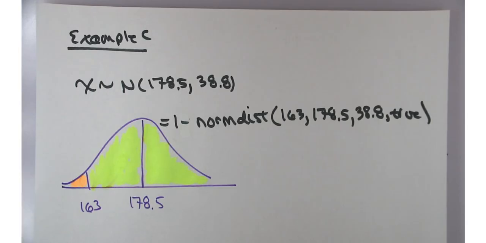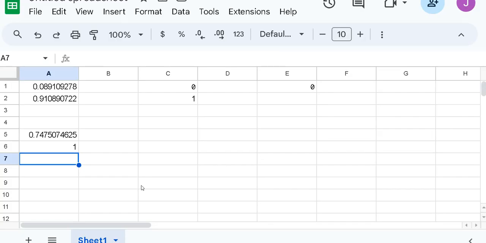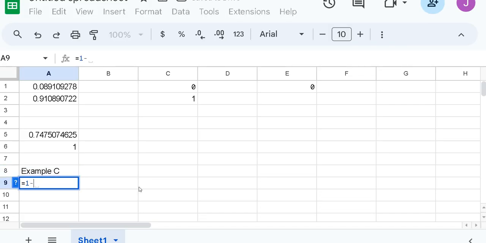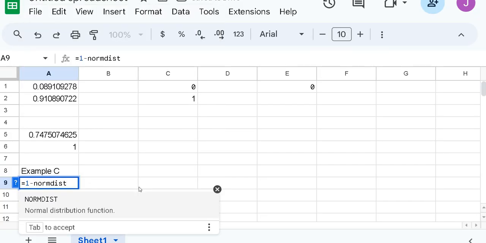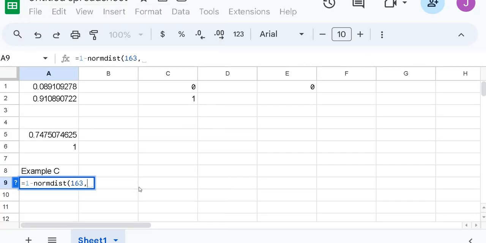So let's bang that one into our Google Sheets. Equals 1 minus norm distribution, 163, comma 178.5, comma 38.5, comma true.